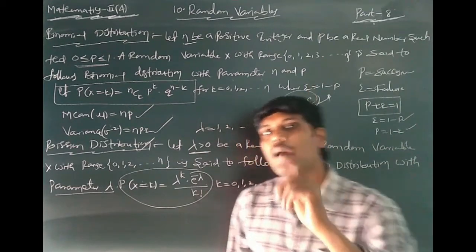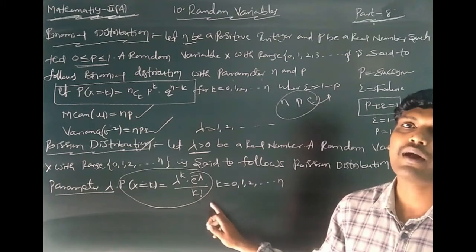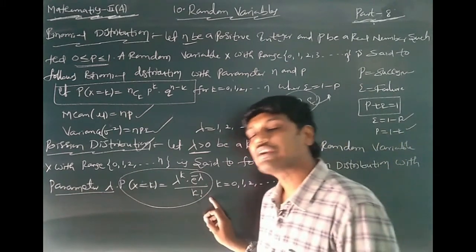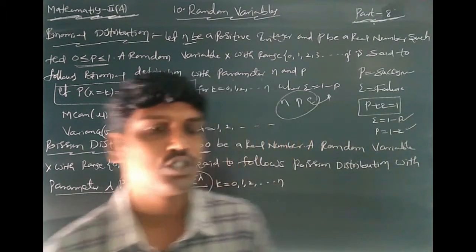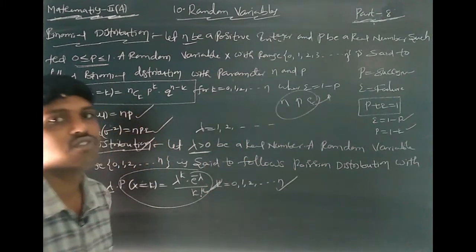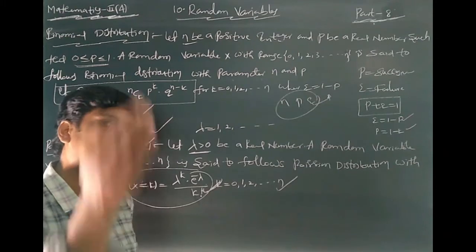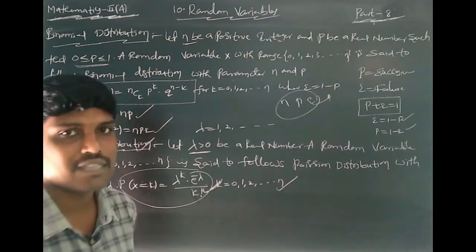What is the formula? P of X equal to k equal to lambda power k into e power minus lambda by k factorial. Here the k value is 0, 1, 2, and so on. This is the Poisson distribution formula. P of X equal to k equal to e power minus lambda into lambda power k by k factorial, or lambda power k into e power minus lambda by k factorial.